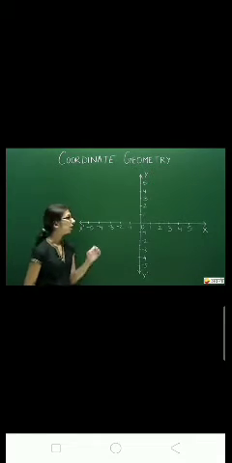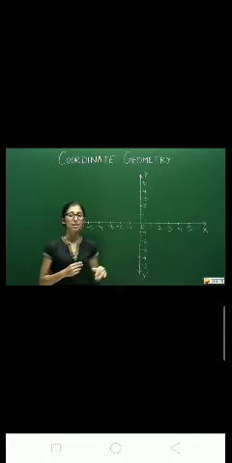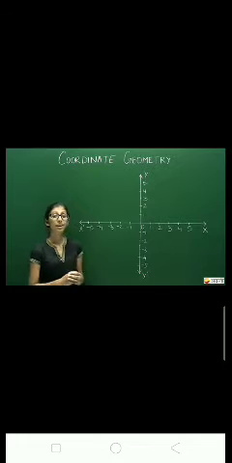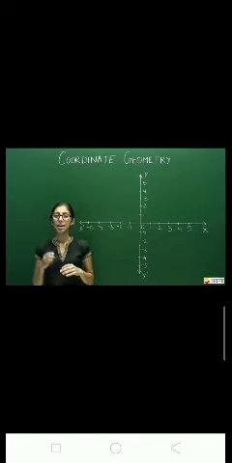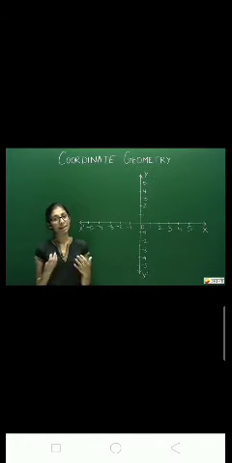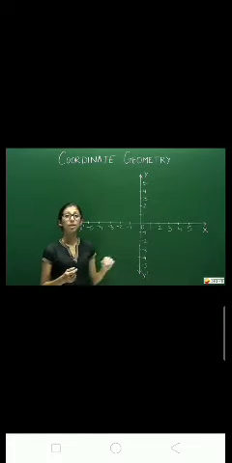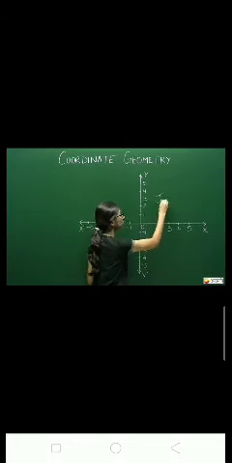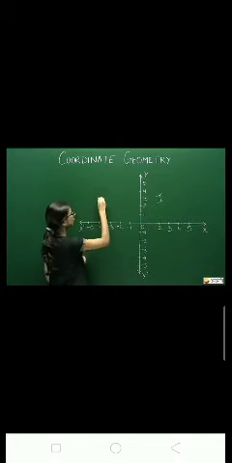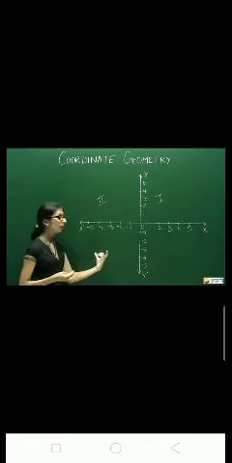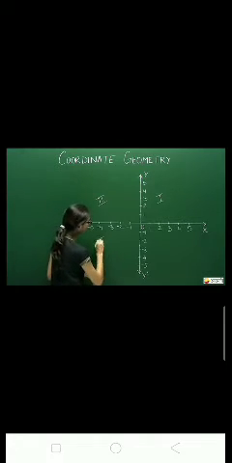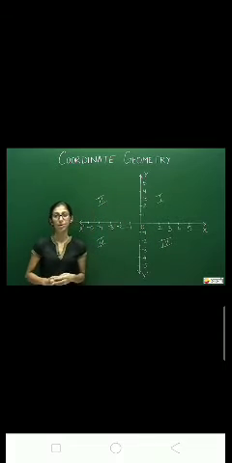You can see over here that the x and y axis have divided the entire plane into 4 parts. Any point can lie in any of these 4 parts. These parts are called quadrants. This part is called the first quadrant. This one is called the second quadrant. This one is called the third quadrant. And this one is called the fourth quadrant.